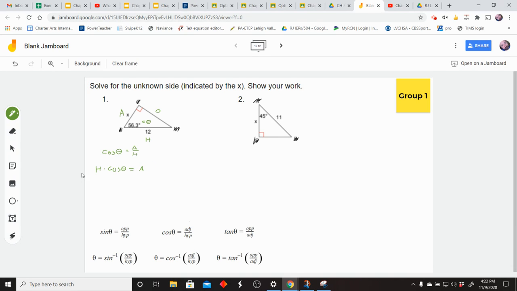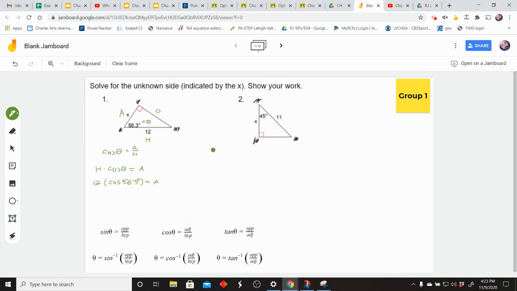And where are we going from here? Okay, so what is h? H is 12 times cosine theta, so times cosine of 56.3 degrees. Please make sure that your calculator is in degree mode, not in radian mode, or you will not get the right answer for this. I can help you with that in class if you need it. So 12 times cosine of 56.3 is equal to A.